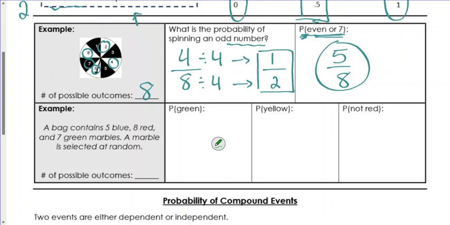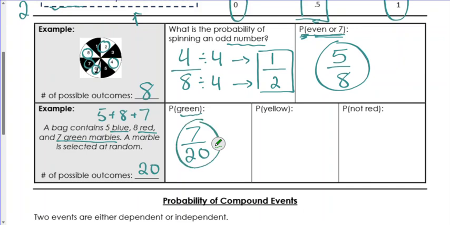Alright, on the second one, a bag contains 5 blue, 8 red, 7 green marbles, and a marble is selected at random. So we reach in, we pick out a marble. We can get any of these 20 marbles. 5 plus 8 plus 7 is 20. So there's 20 possible outcomes. I can get any one of those 20 marbles. The probability that I get a green is the number of green out of the total number of marbles. 7 out of 20. And that one doesn't simplify.